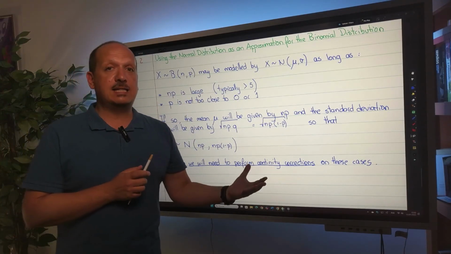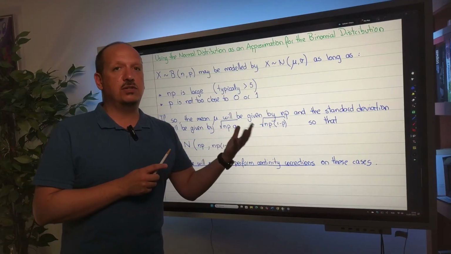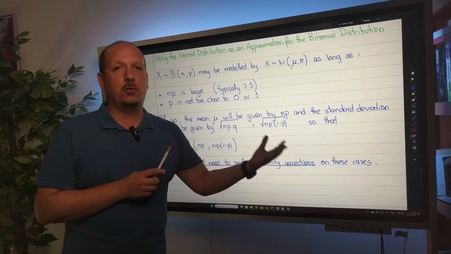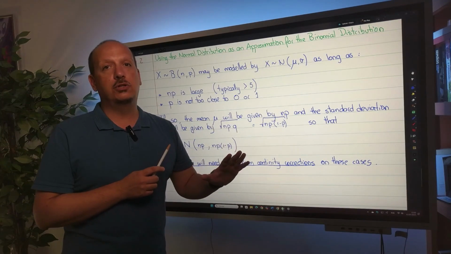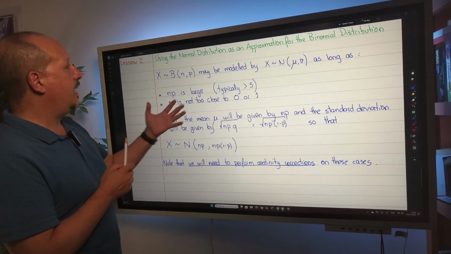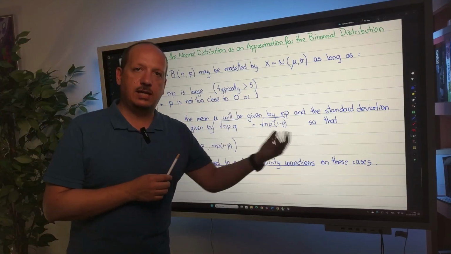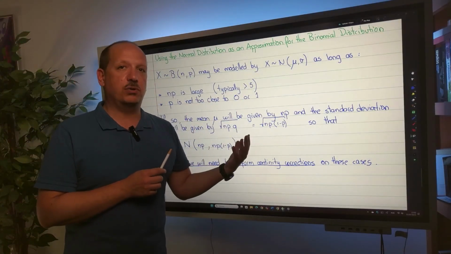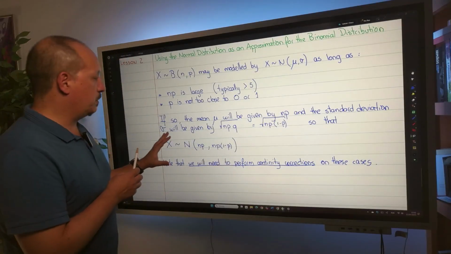If you are asked if you can treat a certain distribution that is binomial in nature as a normal distribution, the only thing that you have to do is to multiply n by p, and if it is bigger than 5, yes, you can. If it is smaller, no, you can't. Okay? It is basically this.